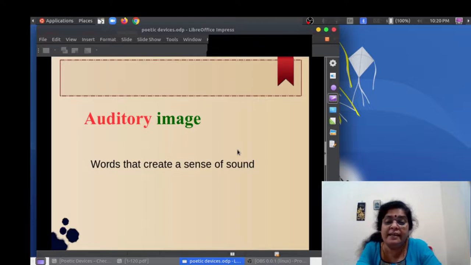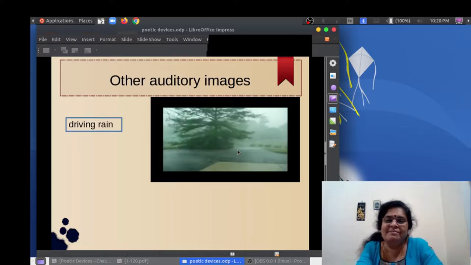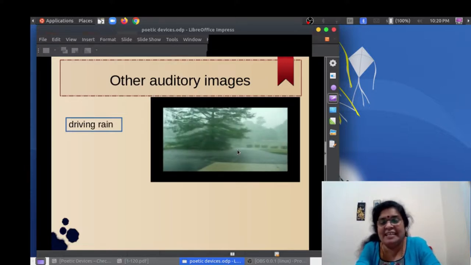Words that create a sense of sound. So the auditory image appeals to our ear. Okay, find out the other auditory images from the poem. Yes, when we read this line, driving rain, we can imagine the sound of the rain too. That is auditory image.